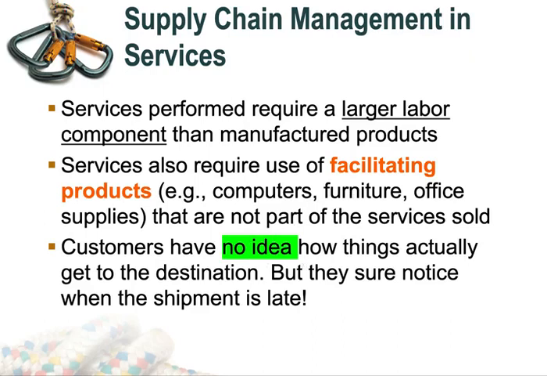But they sure notice when the shipment is late. So actually, we have to see the critical point. The critical point is that the customers don't care about the process itself, but they care about, for example, the speed of the delivery, the appointment that was given, the delivery times, and the quality of the product, but they don't care about how the things are processed.